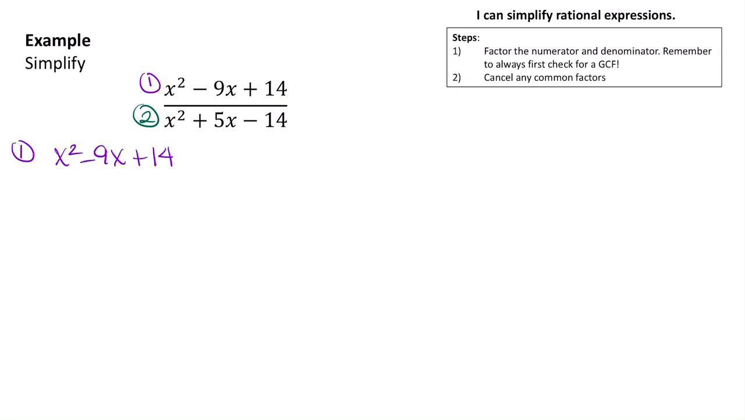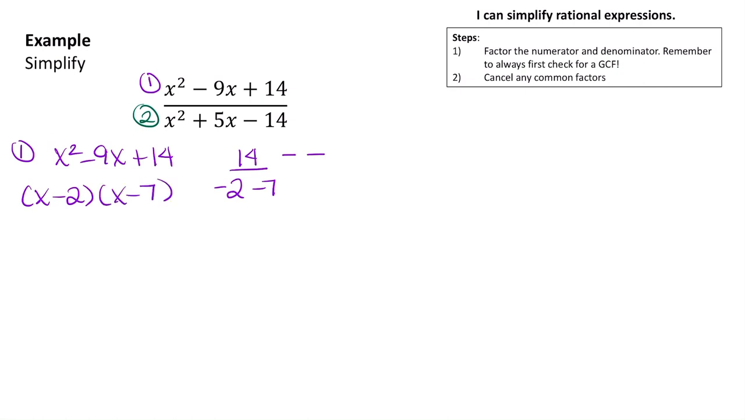This is a situation where a is equal to 1, so I just need to find two factors of 14 that are going to add up to negative 9. Well, 14 is positive, so my factors will have the same sign. 9 is negative, so both those signs will be negative. The best combination that works here is negative 2 and negative 7. So this is now going to factor to x minus 2, x minus 7.